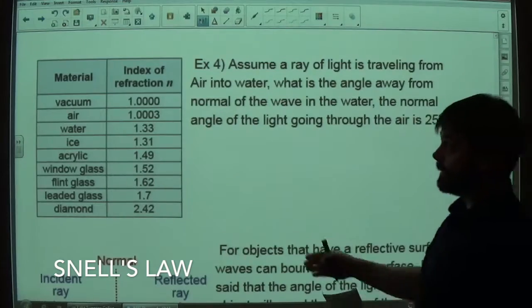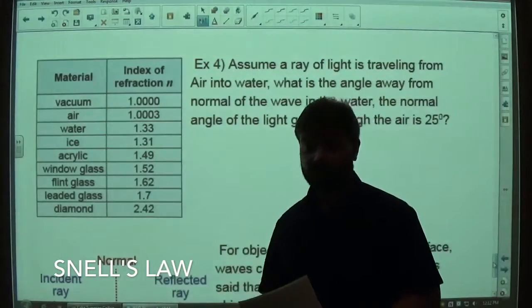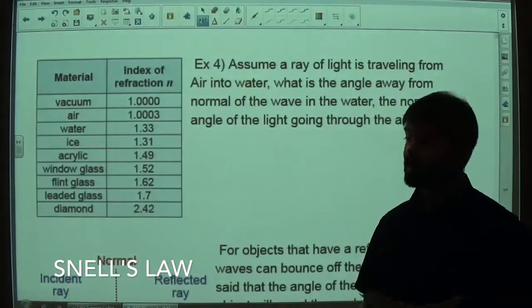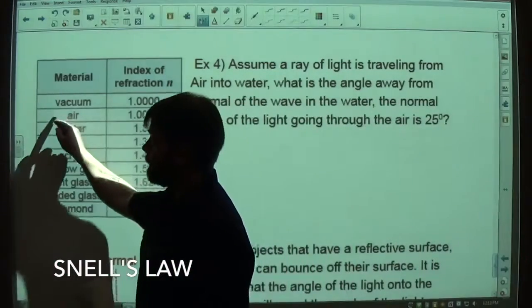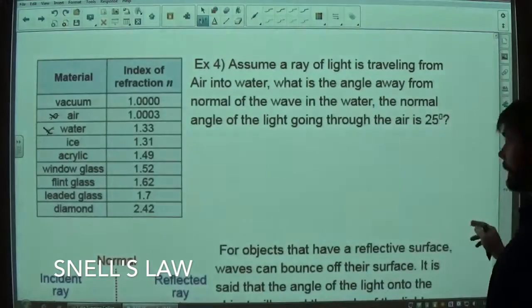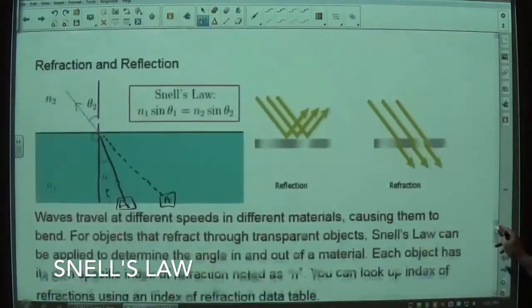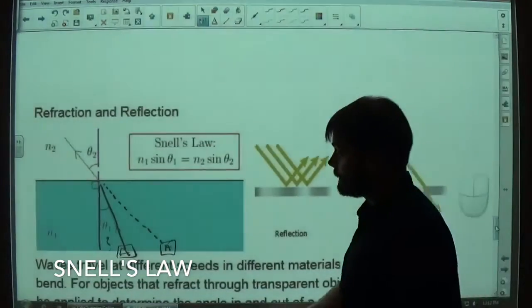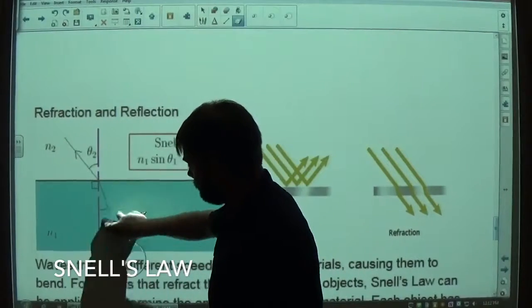And you will see here they have a list of the index of refraction for the various objects, and we're going to be focused on air and water. So we're going to be looking at these two. So in the picture up above, I'll kind of diagram what we're doing. They're basically telling us, and I'll get rid of these for now.